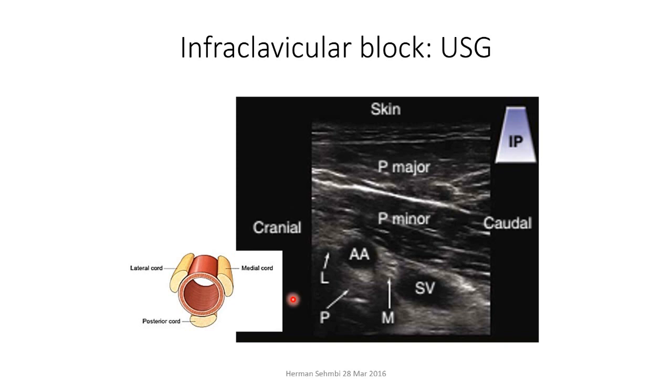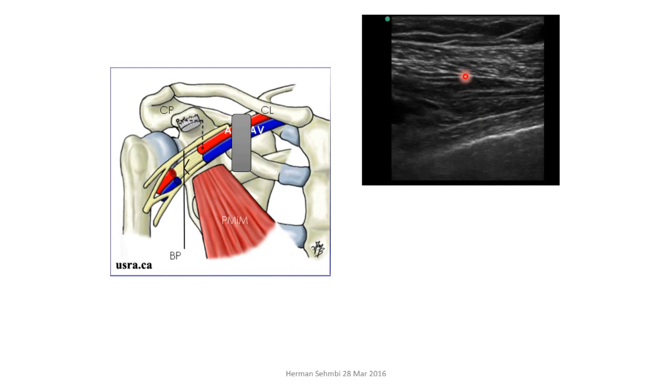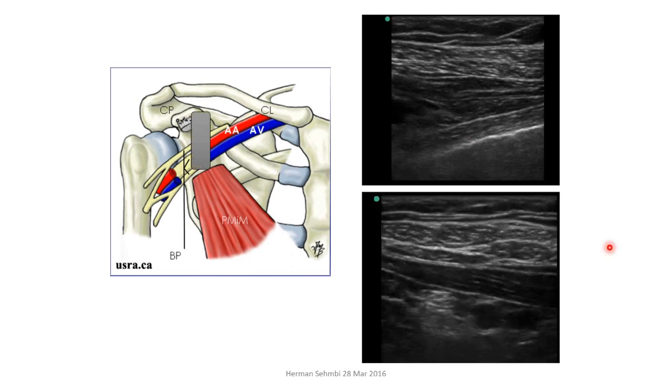These are the slides courtesy of Dr. Sembi. So when the probe position is over here, this is what you will see. You'll just see the muscles. Moving the probe laterally, you'll see the artery now and the pectoralis major and minor muscles on top. Moving it further laterally, you will see the artery with the cords of the brachial plexus around the artery.